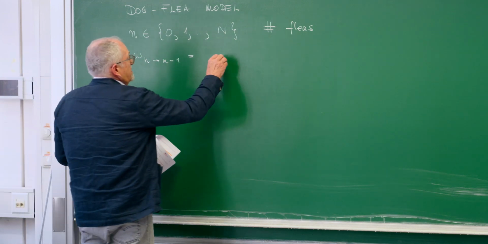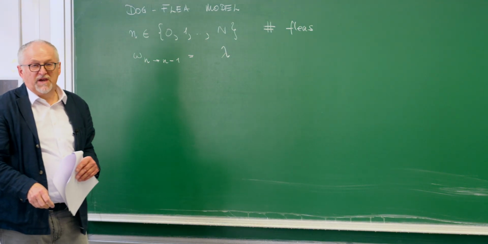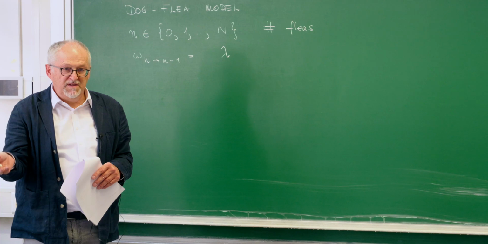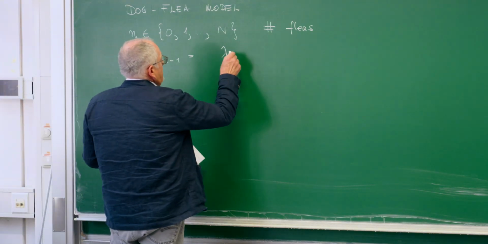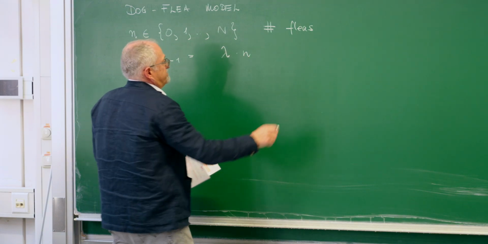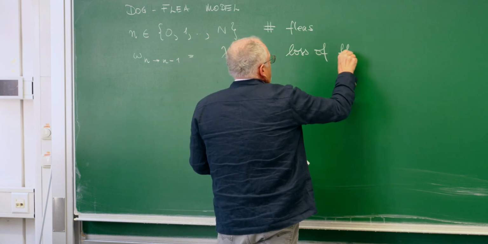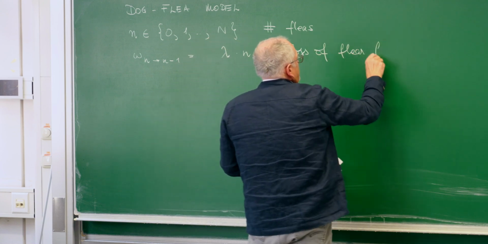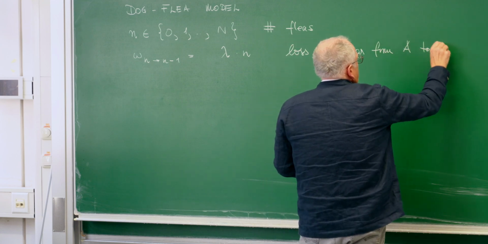So let's say that you are on Alice, and Alice has a rate of lambda of losing fleas to Bob. Then this is the per capita loss rate times n. Okay, this is the loss of fleas from A to B.